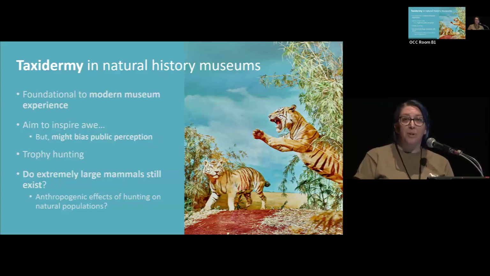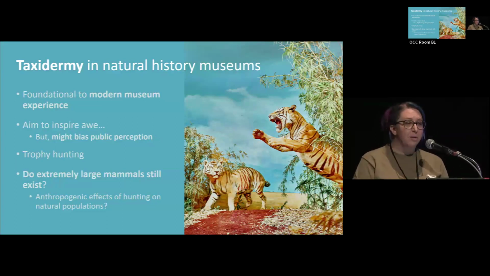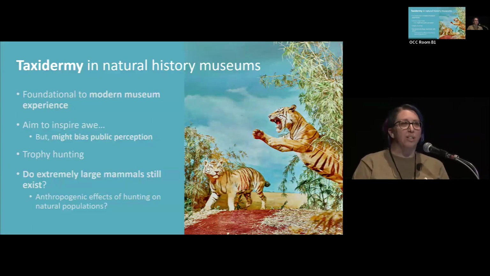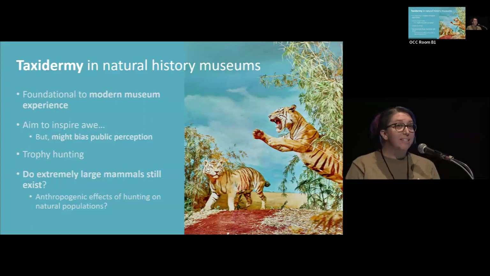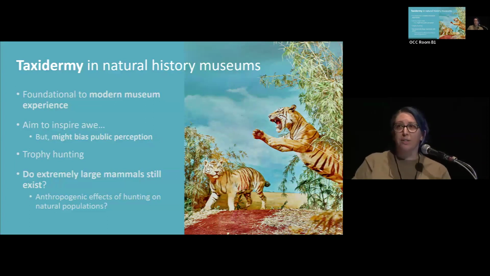But we might also inadvertently be biasing public perception if we're displaying particularly large, ornamented, and kind of extravagant animals that might not exist in nature anymore. A lot of collections, taxidermy collections, come about through donations from trophy hunters, especially animals that were collected in kind of the mid-1900s, kind of 1950s, 1970s.